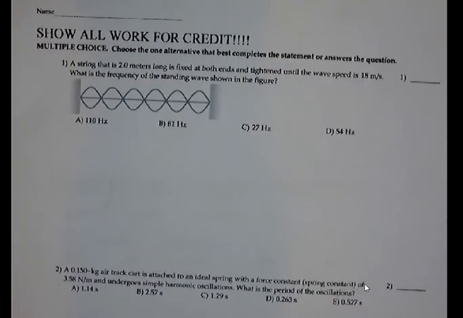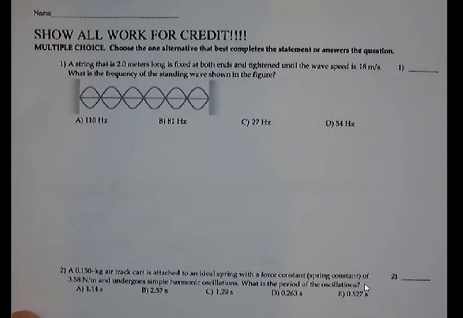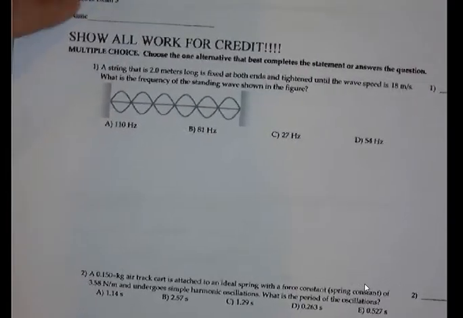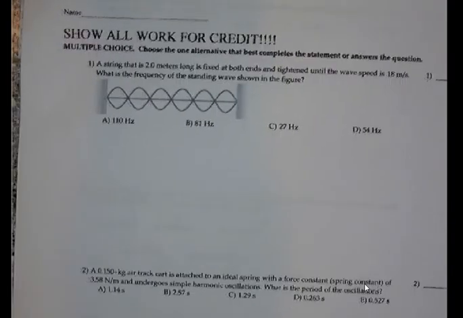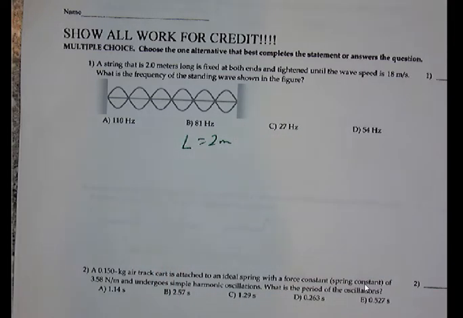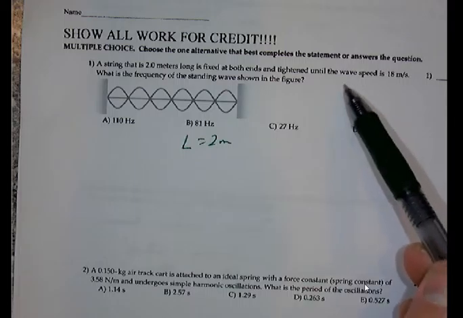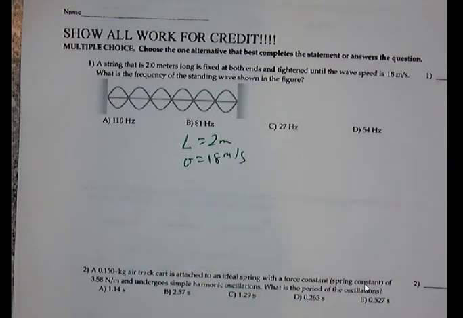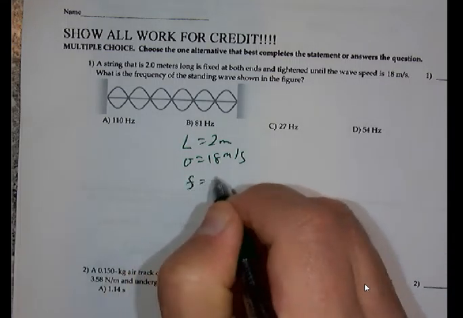Okay, so let's just go through this, and I'll work out these problems and give you some hints along the way. So the first one is we have a string that's 2 meters long. Okay, so the length is 2 meters. Fixed at both ends, as you see here, and tightened until we have a wave speed of 18 meters per second. What is the frequency of the wave shown? So how much is the frequency?